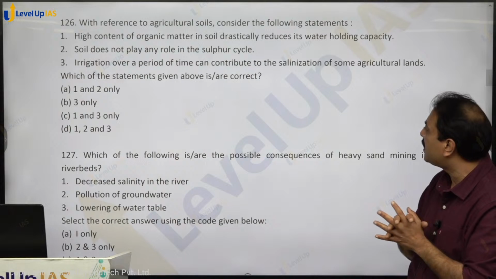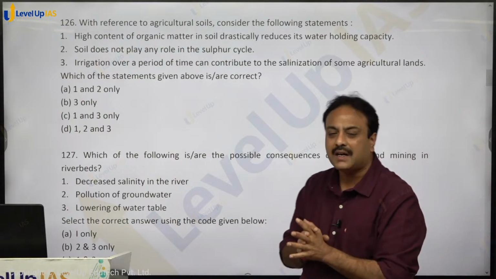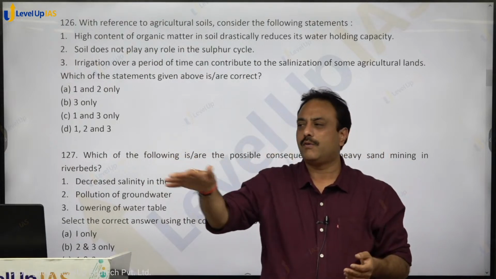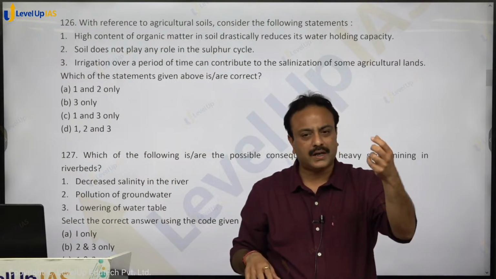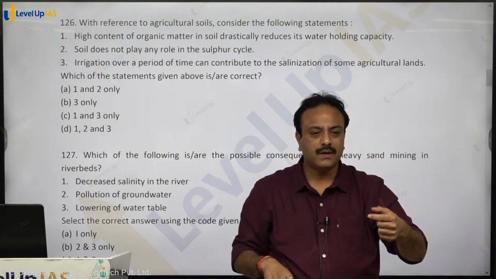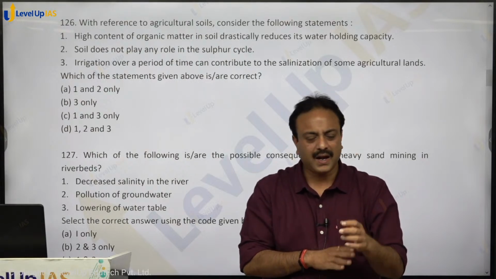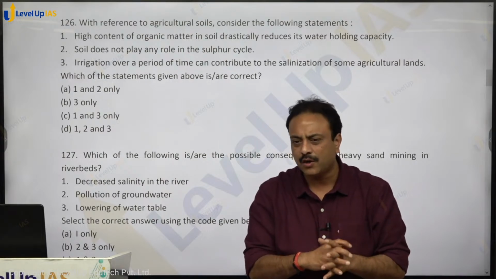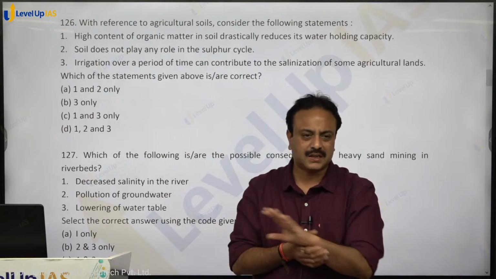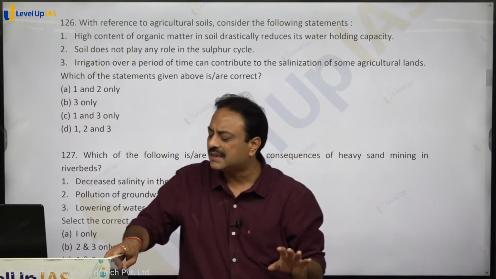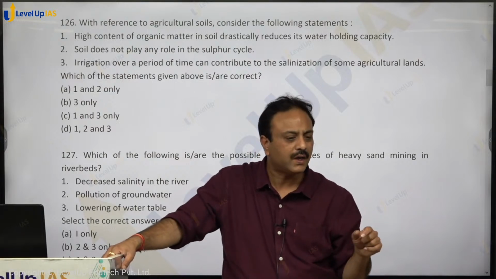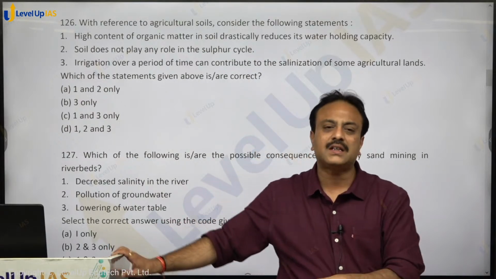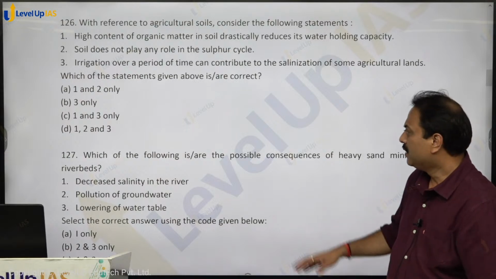Irrigation over a period of time can contribute to the salinization of some agricultural lands. What happens by irrigation? Over irrigation: water is filled over the region, water will percolate down. When water moves down, the salt moves up and a layer of salt gets deposited on the soil. The process is repeated over and over for a very long period, and finally a layer of salt gets deposited, which makes further infiltration of water impossible, and the fertility of the soil reduces, and that finally results in usar, banjar, degraded soil. So it is a correct statement.